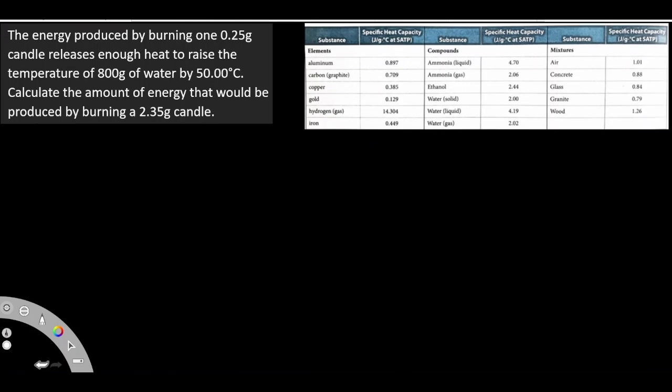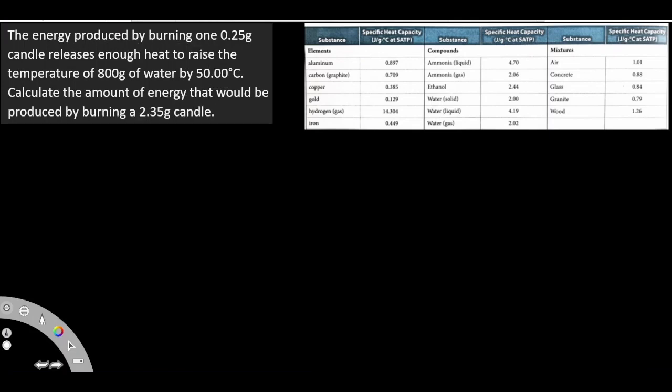Now let's look at this last question. The energy produced by burning one 0.25 gram candle releases enough heat to raise the temperature of 800 grams of water. So this is important, right? This is what we're going to use as our mass, because that's the one that's taking in the energy, absorbing that heat, endothermically, by 50 degrees Celsius. Calculate the amount of energy that will be possible by burning this much of a candle.